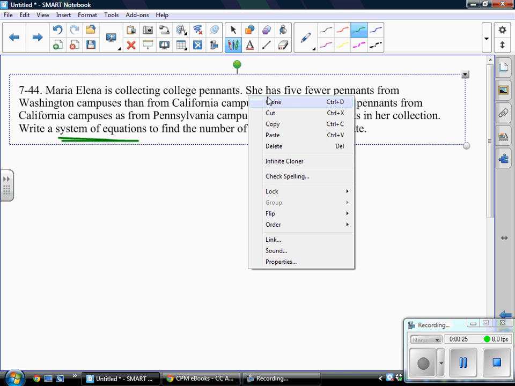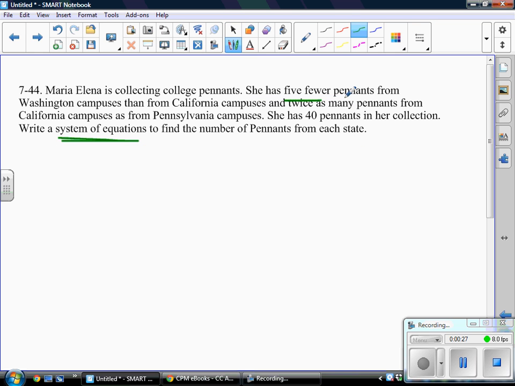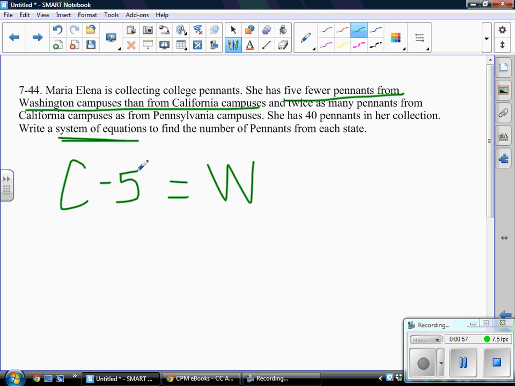It says she has 5 fewer pennants from Washington than from California. That's the first part. So Washington versus California is our first thing we need to figure out. So where are there more pennants from, either California or Washington? Which is 5 fewer from Washington. So California is bigger right now than Washington. To make these two be equal to each other, I need to take away 5 from California. Right? Washington has 5 less than California. So now taking away 5 from California, they should be equal.